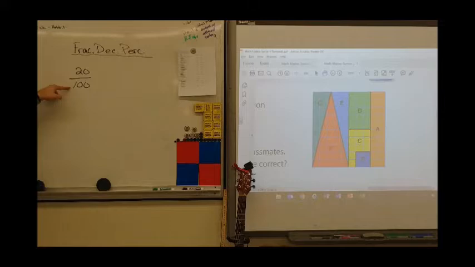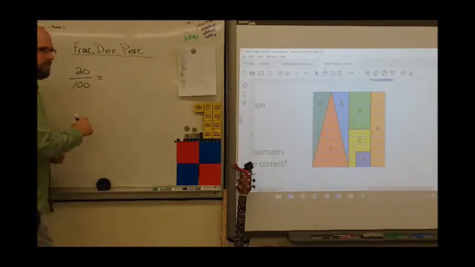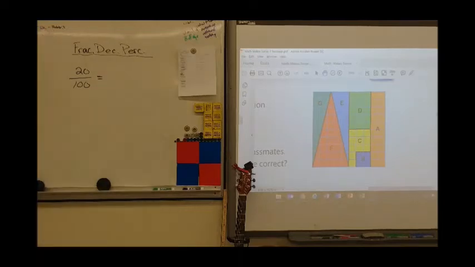Is there a number I can divide the top and the bottom by evenly? Yeah, I can divide by 10. I think I might try 20. Can I divide 100 by 20? What do I get? I get 1/5. So could I say that one out of every 5 squares is orange? Would that be a true statement?